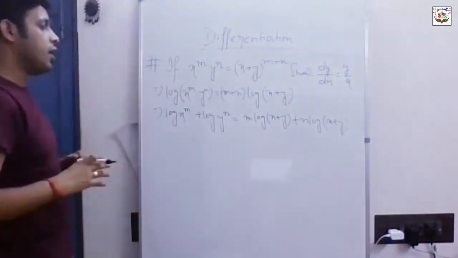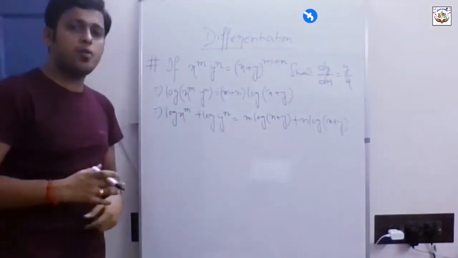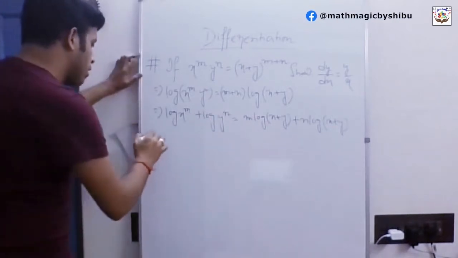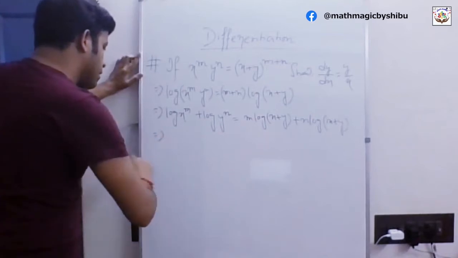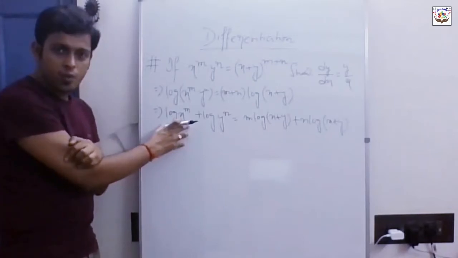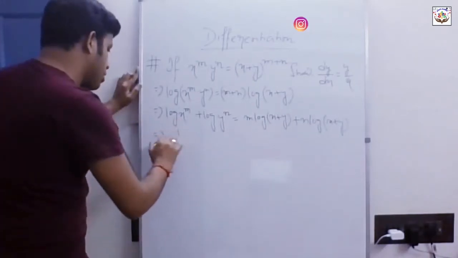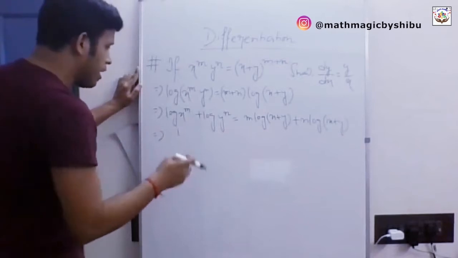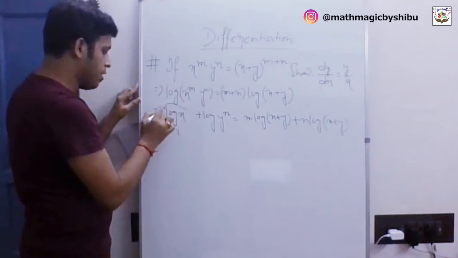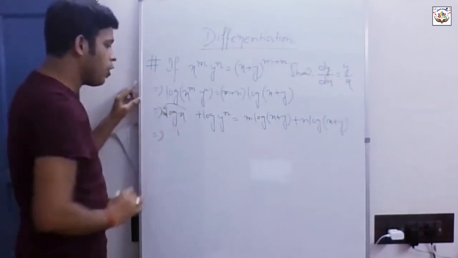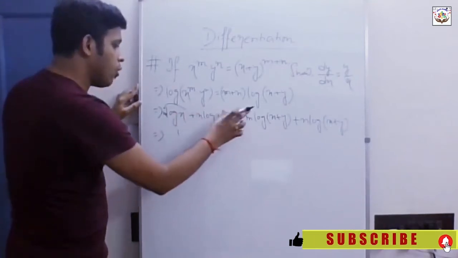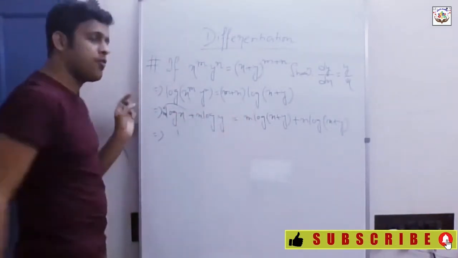Not required this part. Now after this simplification we will differentiate both the sides with respect to x. We know the differentiation of log x is 1 by x. Even we can write x to the power m, taking the m in the beginning, so it would be m log x and n log y, as per the standard formula of log.